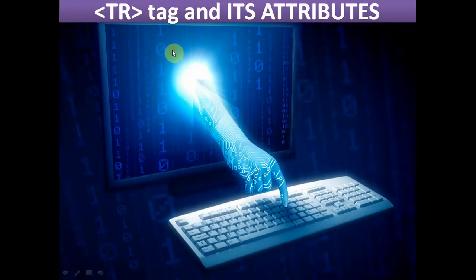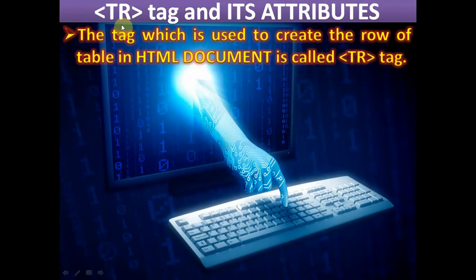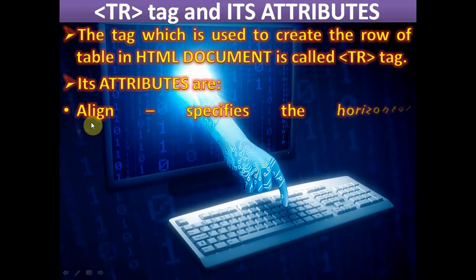Now next is the TR tag. First of all you have to understand the full form of the TR tag. Its full form is table row, and the tag which is used to create a row of a table in an HTML document is called the TR tag. Here you can see the attributes of the TR tag.